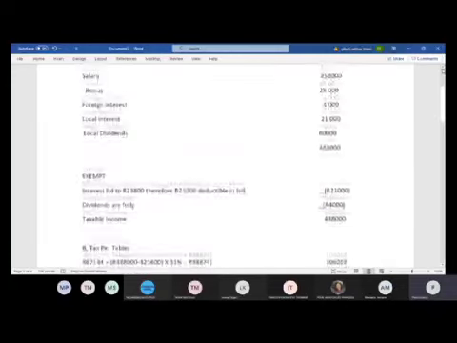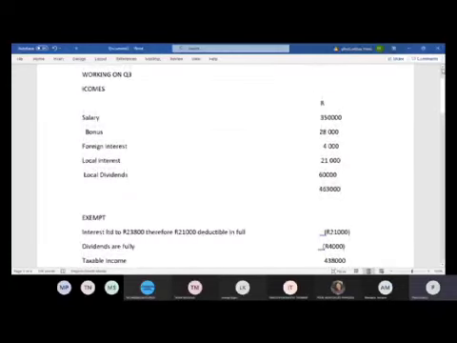Based on the questions that we have just read, my list of income entailed your salary, your bonus, your foreign interest, and sorry, your local interest along with your local dividends. But I think I made a bit of a mistake there, but we'll rectify that. It's fine. 350,000 rand is for your salary, and 28,000 rand is for your bonus.